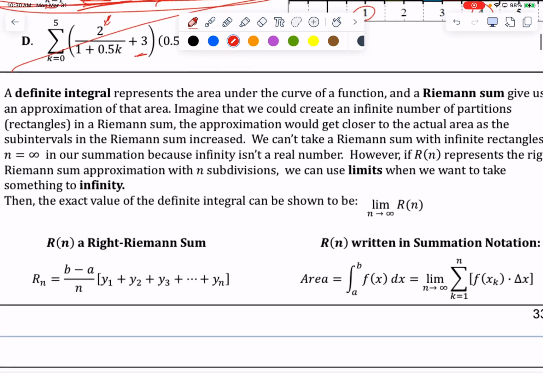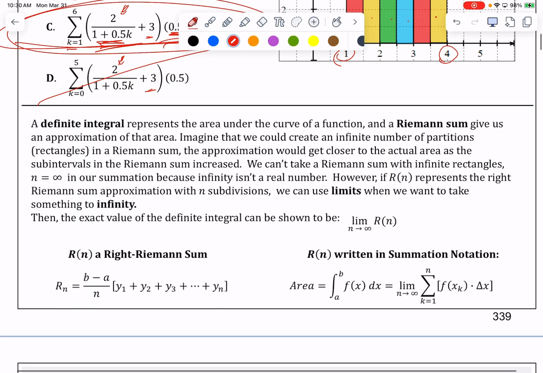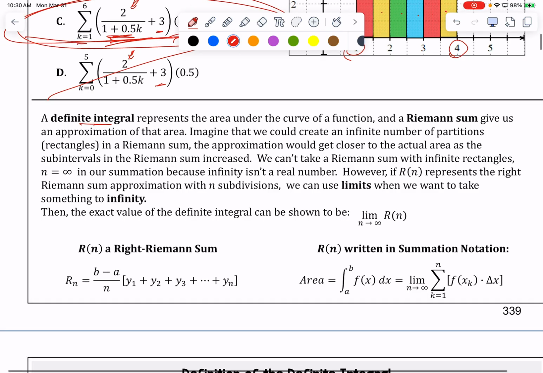Okay? Now, going the other way is actually easier, and it's the more preferred way on the AP exam. Usually they give you the summation, and they want you to put it back as an integral. All right? So watch. A definite integral represents the area under the curve. Last thing today. Okay, area under the curve of the function, and a Riemann sum gives us the approximation for that area. Okay, listen up, guys.